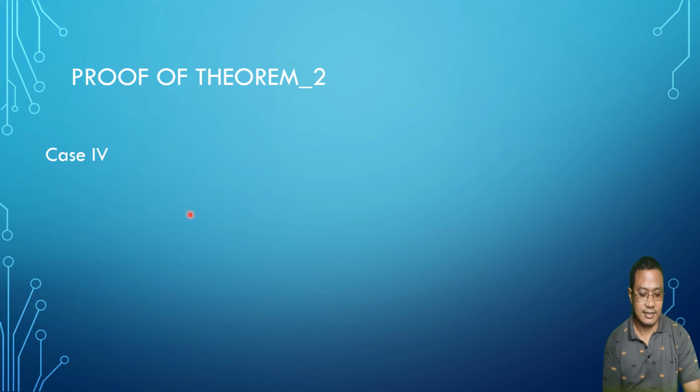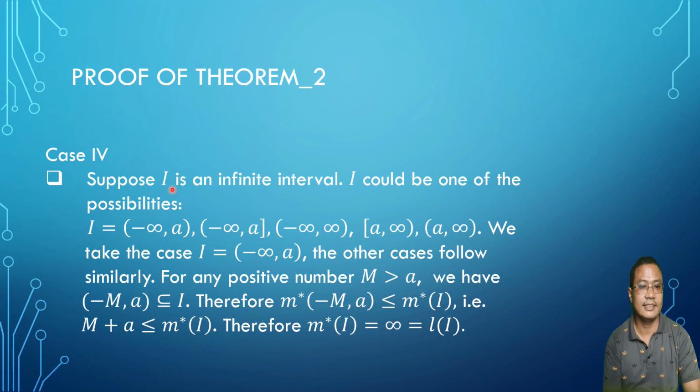So the last case, in the last case we are going to take that I is an infinite interval. So an infinite interval can have the following possibilities. Number 1 is minus infinity to a, that is an open infinite interval. Number 2 is minus infinity to a, that is a closed infinite interval. This is an infinite interval on both sides, and this is a closed interval. Okay, and this is just an open interval of this form. So we take one of the cases and the other cases follow similarly.